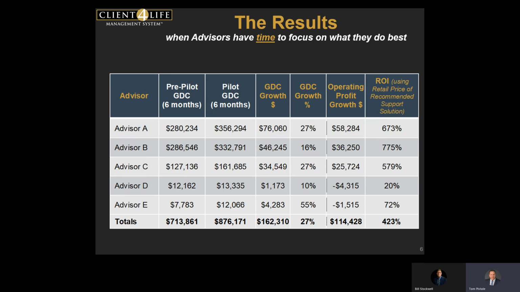Overall, we delivered a 27% increase. This is over a six-month period of time. So we measured before and after. We delivered a 27% increase in GDC and about a 423% ROI based on the retail price of our program. So very, very pleased with those results and moving on to bigger and better things with this particular firm.